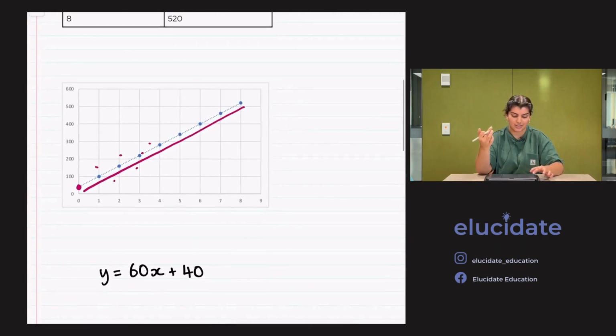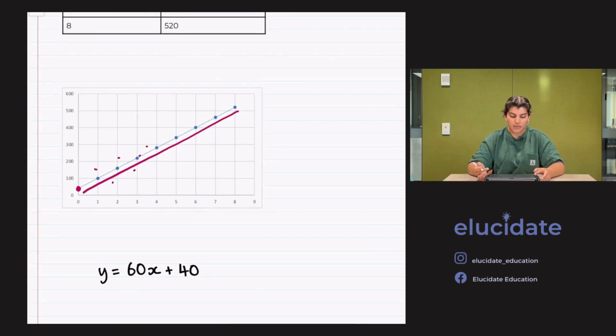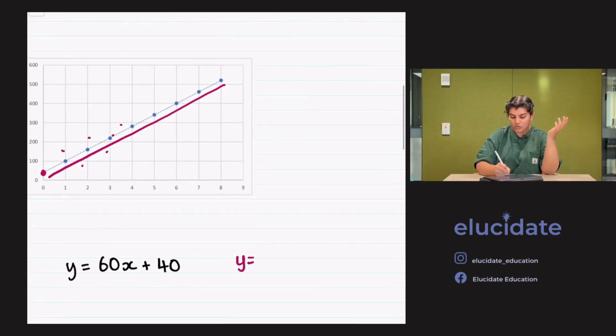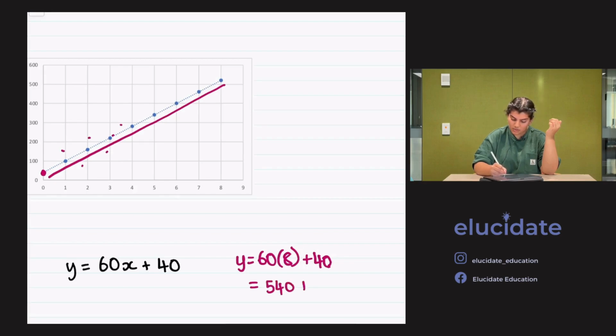Now, you can check this if you go back as well. If we wanted to know, let's say we didn't know what the cost was if he worked at your house for 8 hours, we could say y equals 68 plus 40. So y equals 540 plus 40, so we know it's $580.